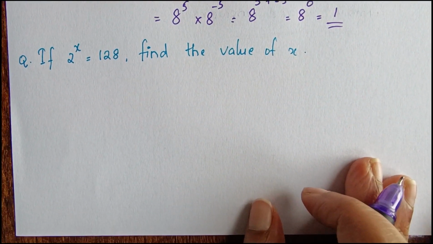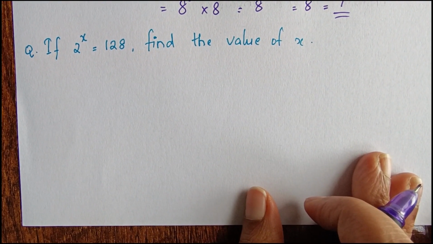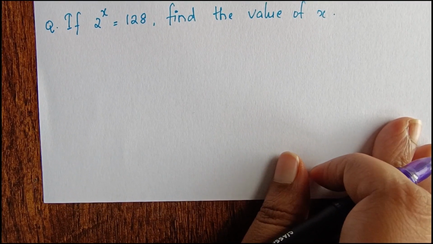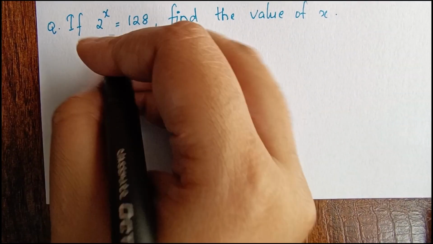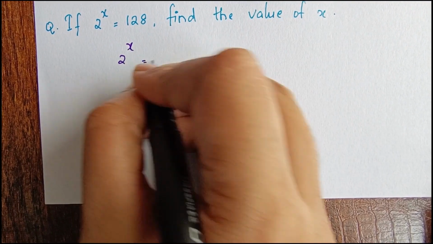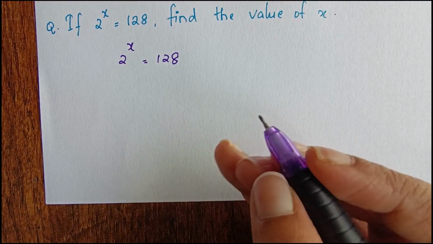Next question is, if 2 raised to x is equal to 128, find the value of x. So given 2 raised to x is equal to 128. What is actually 128?